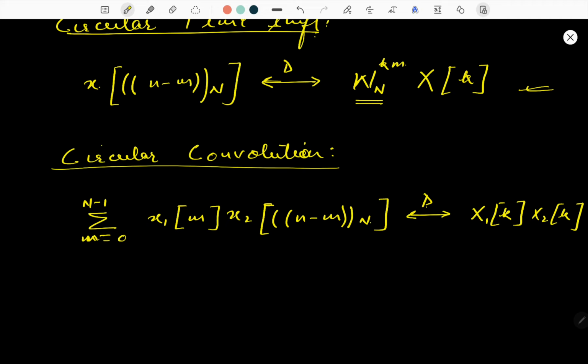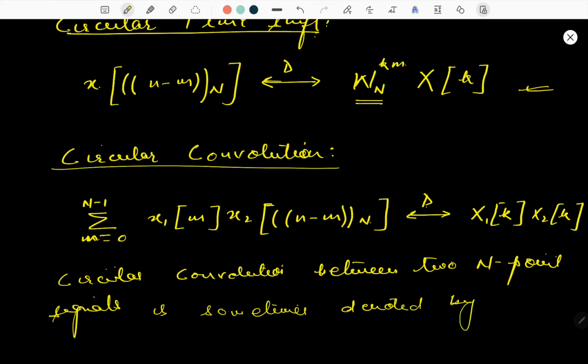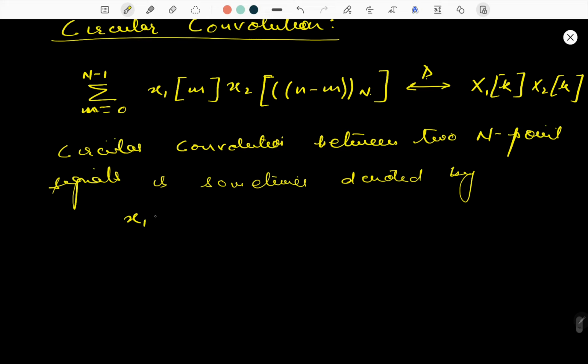Circular convolution between two N point signals is sometimes denoted like this. Remember, we write the convolution like this, x1(n) with x2(n). So this is a circular convolution. Now next is modulation.